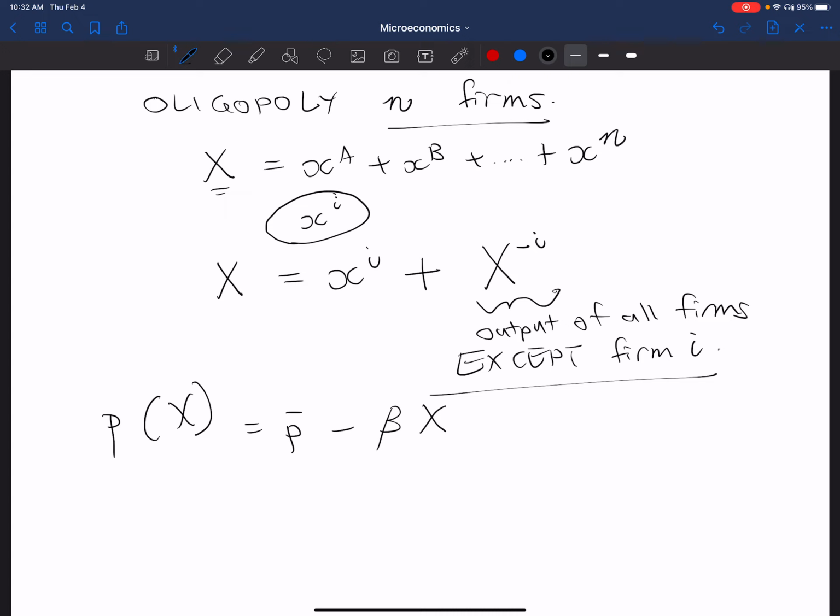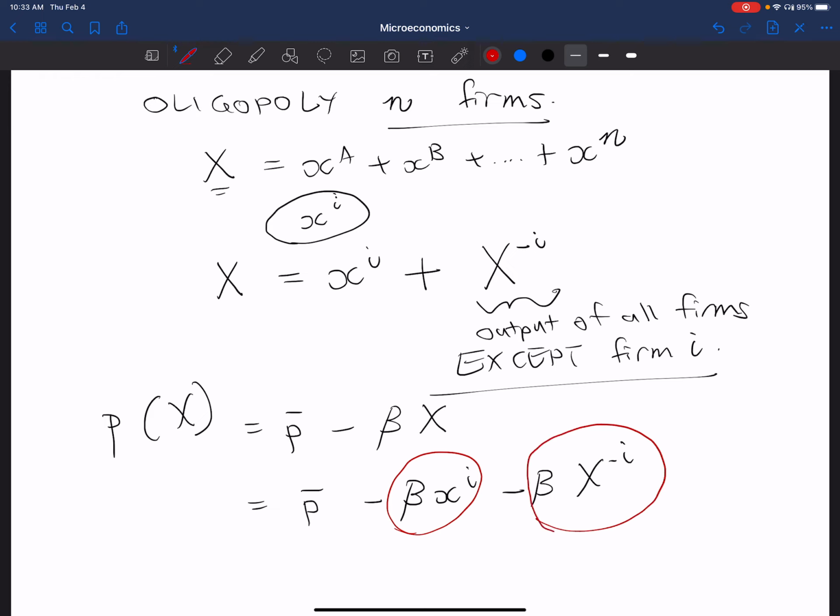So how does firm I think about this? It thinks about it in terms of P bar minus beta times Xi minus beta times X minus I. So it's what's going on for firm I, but also the effects of all other firms on the price. Because the output of firm I decreases the price, but the output of all other firms also decreases the price.